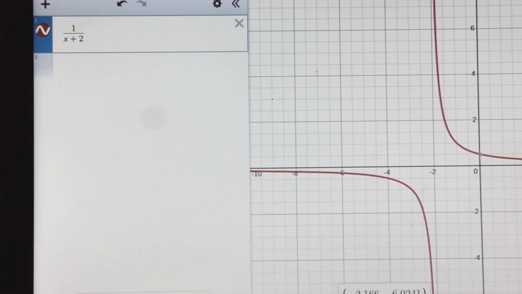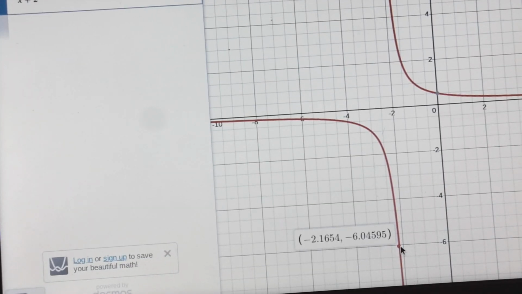Oh, I thought I could maybe get it right to 6, -6, but I can't. All right, so I'm going to go with -2.17 and then -6. Can you see that? I tried to get close to -6.